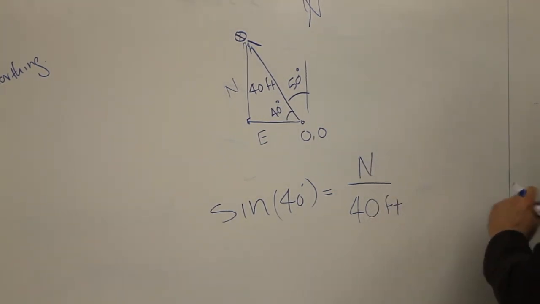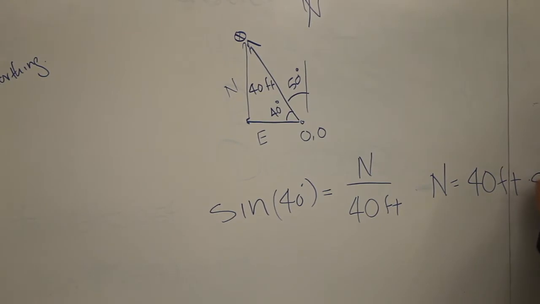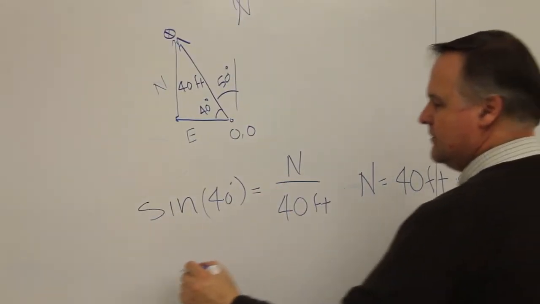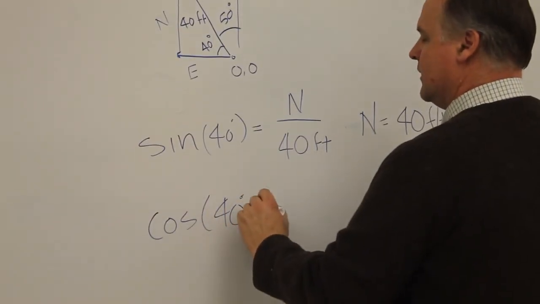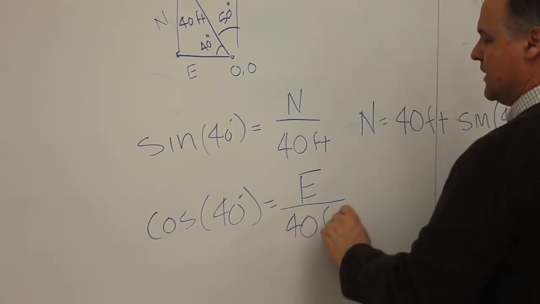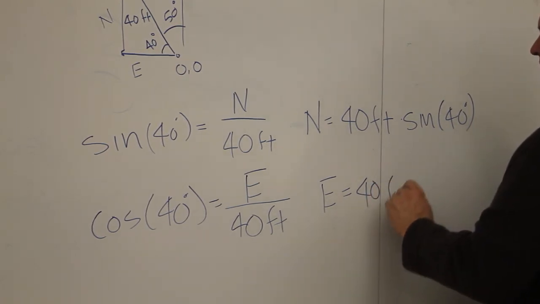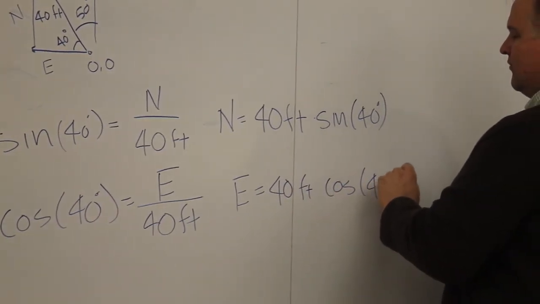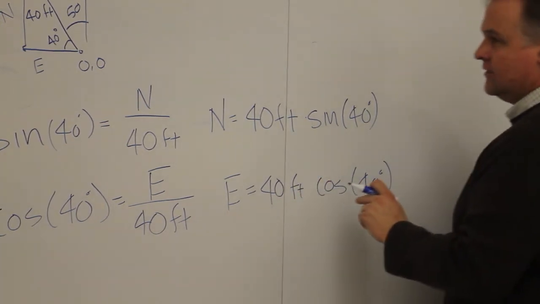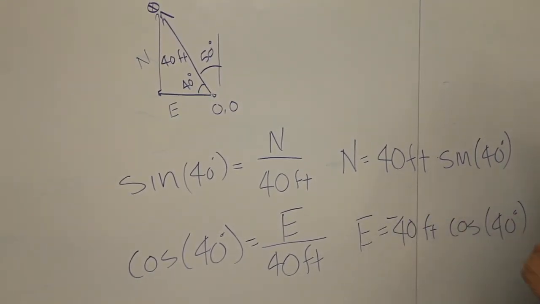So we can solve for the northing, which is equal to 40 feet times the sine of 40 degrees. The cosine of 40 degrees is going to be equal to our easting over the hypotenuse, which is 40 feet. So we can solve that to say that the easting is then equal to 40 feet times the cosine of 40 degrees. And the easting will be negative because it is to the west of our origin. So we can cheat and put a negative sign.